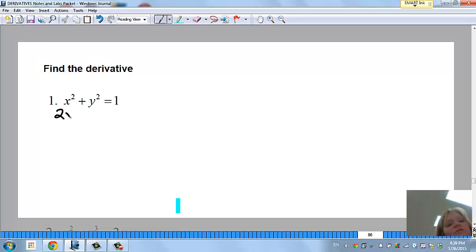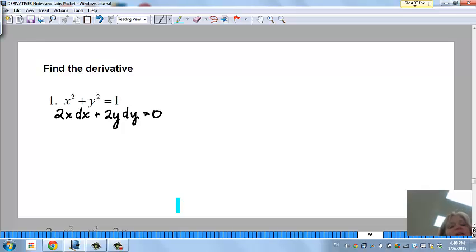The derivative of this is 2x, but it's d/dx because it's a derivative with respect to x. And then plus, the derivative of y squared is 2y, and it's a derivative with respect to y, the derivative of y. And the derivative of 1 is 0.